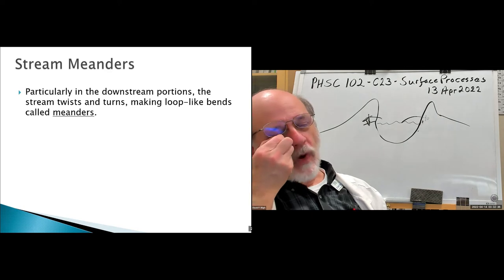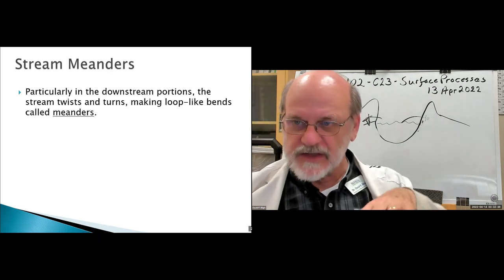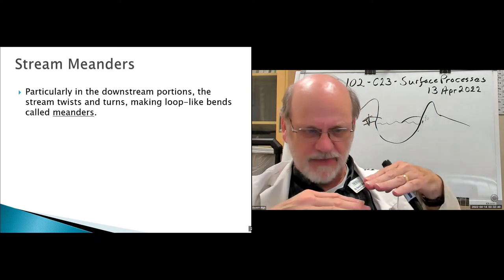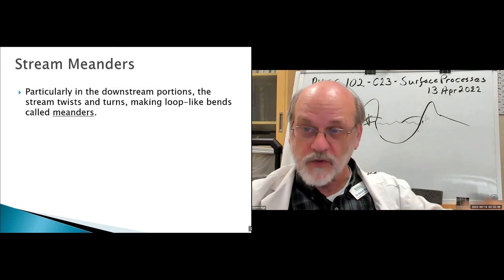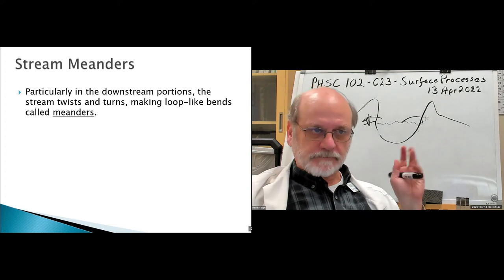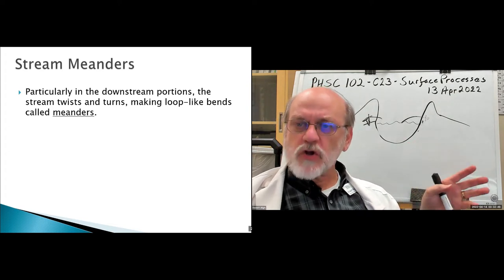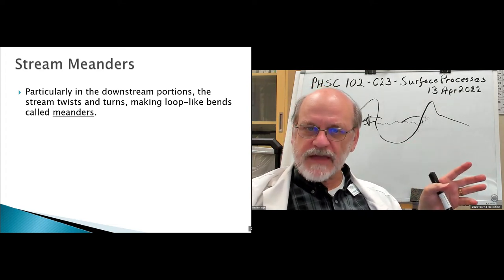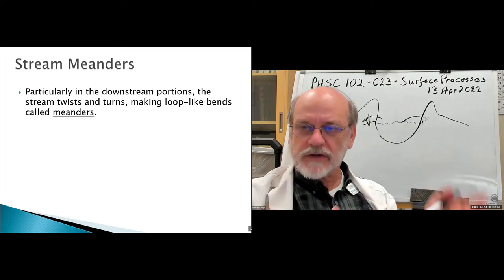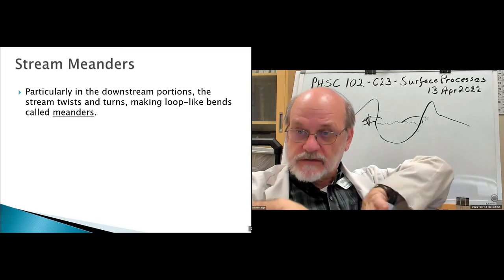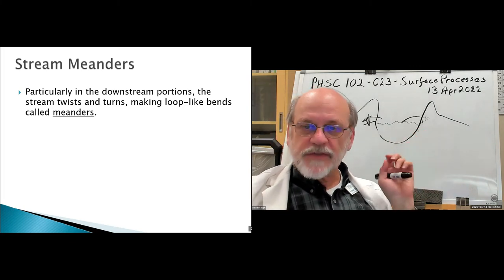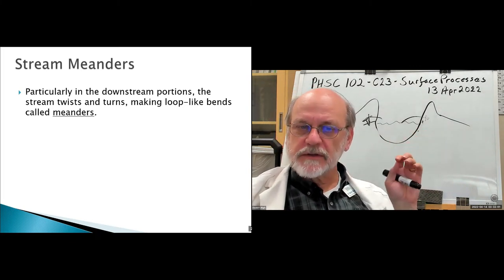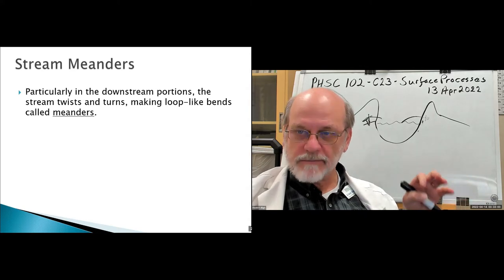Okay, once these streams get down into these lower areas and they're not moving really fast, they're still moving, you know, down the gradient, but the erosion that they impose on their surroundings occurs at the sides, on the banks primarily. What they tend to do is start producing bends. We call them meanders.